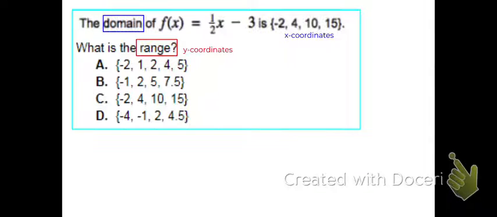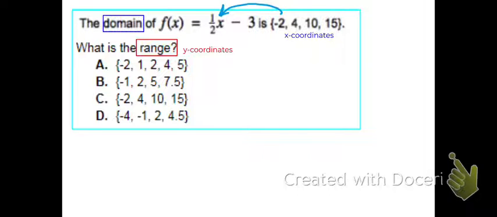One more type of question is this. If they give you a function and they tell you the domain of the function, you need to remember domain is x. So they're telling us all of the x coordinates, negative 2, 4, 10, 15. And they want to know what is y. What are the y coordinates? So they want to know when you substitute each of these x's in, what do you get as y?